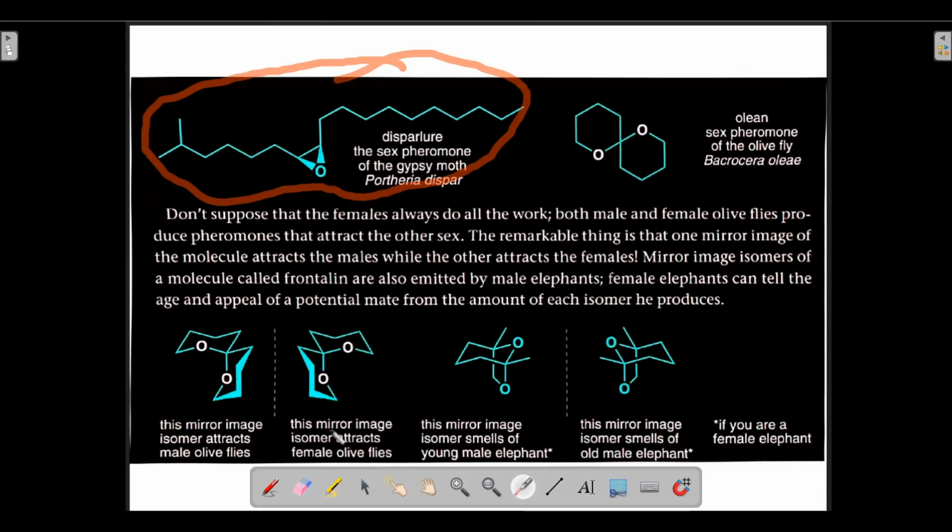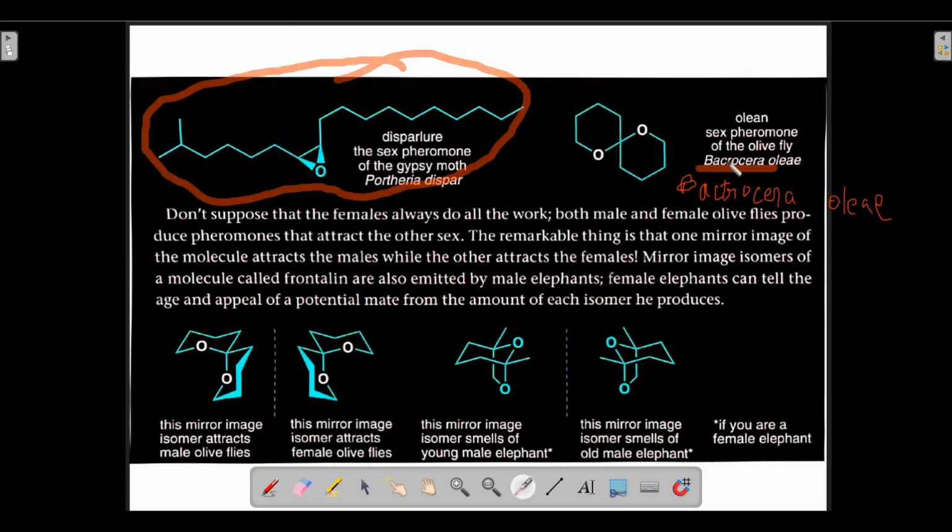The scientific name, Bactrocera, is spelled incorrectly in Clayden's book. The correct spelling is Bactrocera. Bactrocera is the correct spelling. Bactrocera oleae.